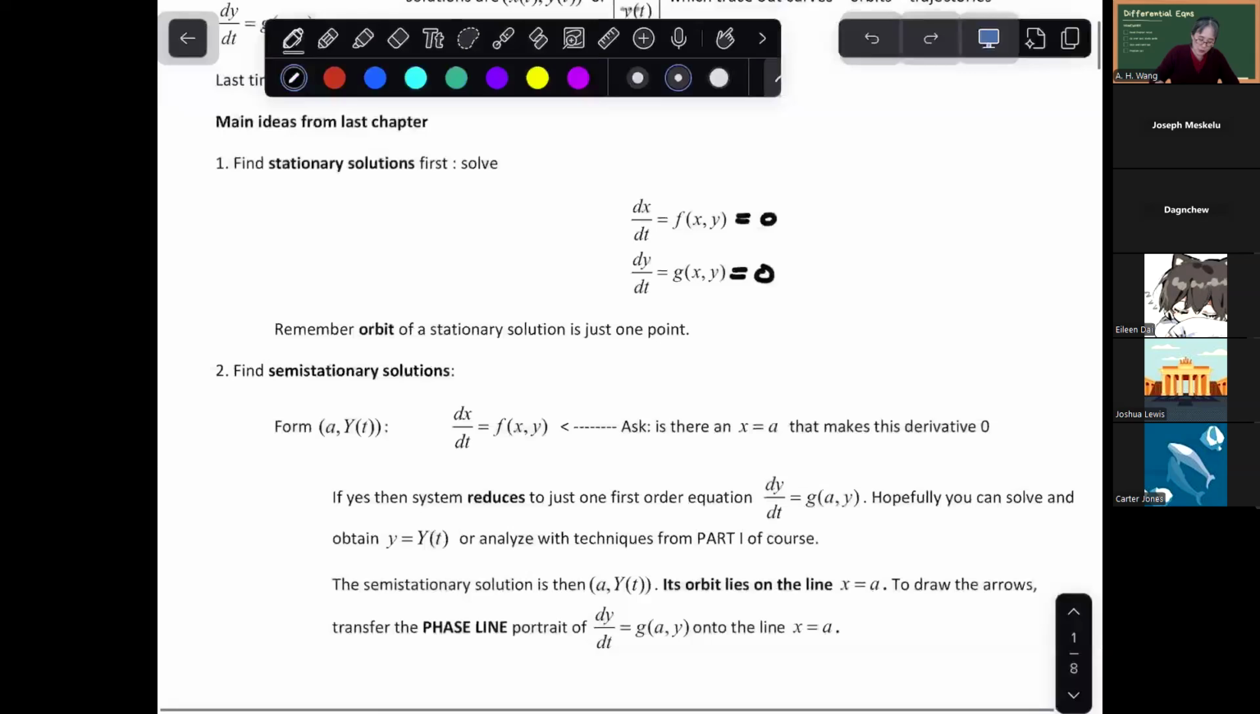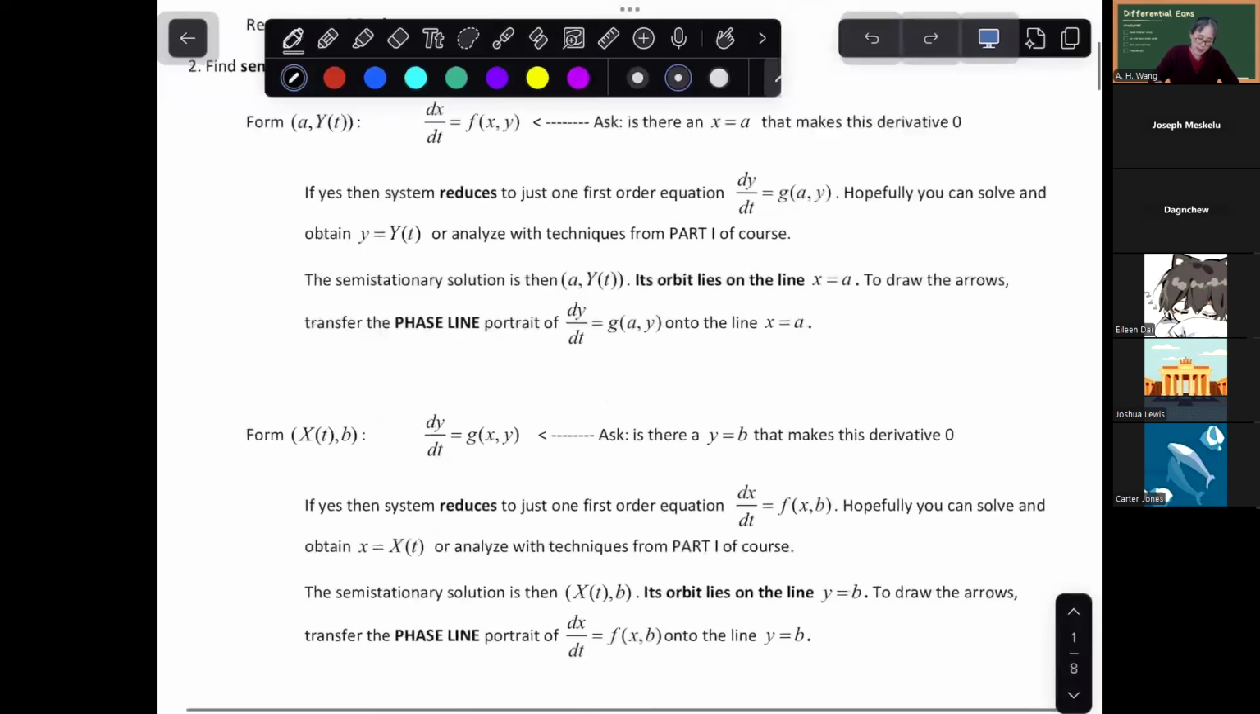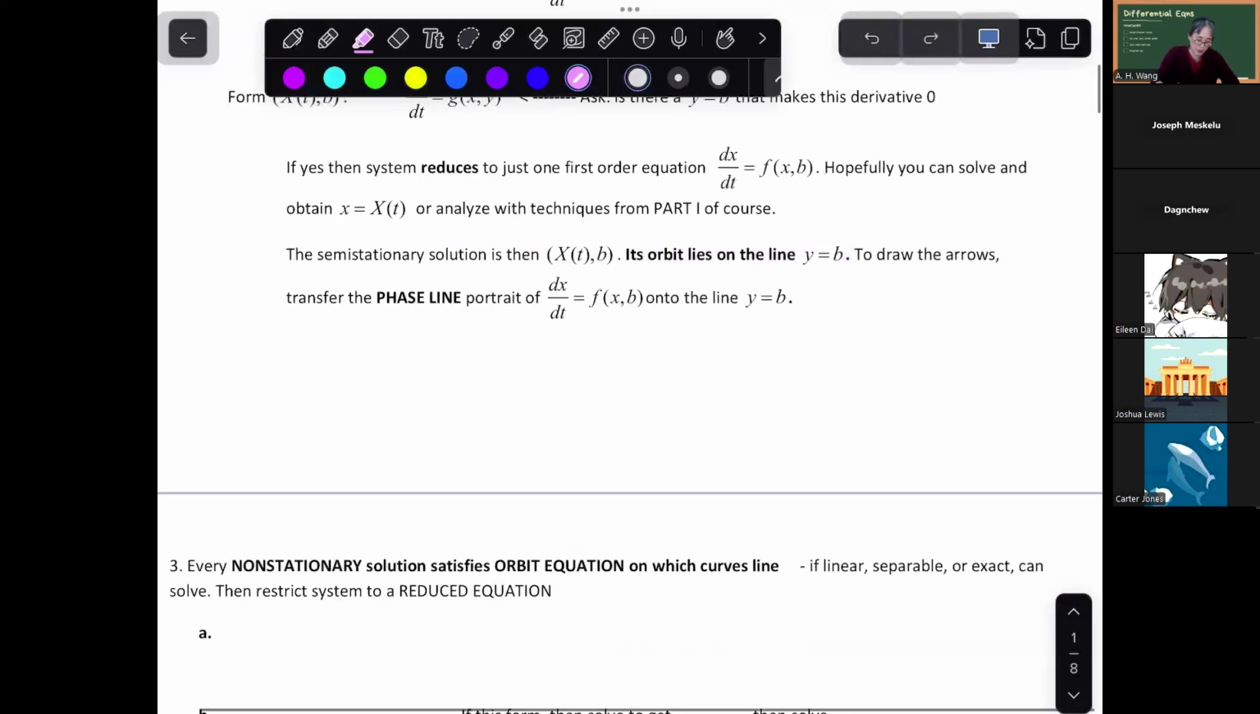Then the next thing you do is semi-stationary, if you remember all of this. But the key idea is you can go ahead and take the semi-stationary solution. Its orbit lays on this, and then you transfer your phase line portrait to your phase plane portrait. And same thing here, right? The orbit lays on this line, and then you transfer it to the phase plane. Okay. And it's just a good review to look at this.